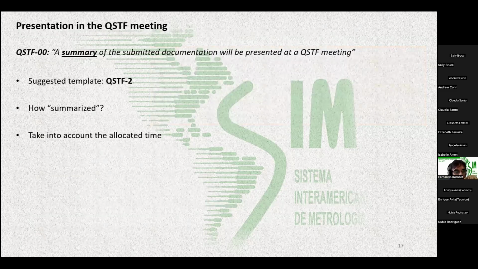And just to close, when we arrive at the meeting, supposedly everyone has already had these 4 or 6 weeks to read the documentation. Even so, it is convenient during the meeting to show a summary of all of this documentation. And there's a PowerPoint template, which is called QSTF-2.